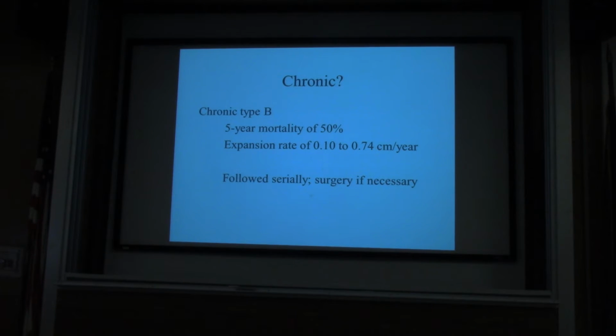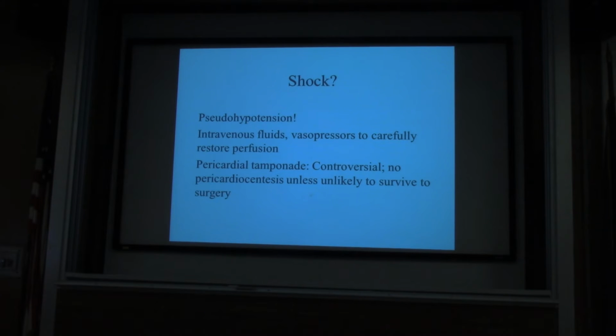And then if it's chronic, this is the mortality rate. Five-year mortality is 50%. Chronic type B, I mean, specifically, because type A, you will do surgery for sure. And you need to follow serially, surgery if necessary, anything like that.